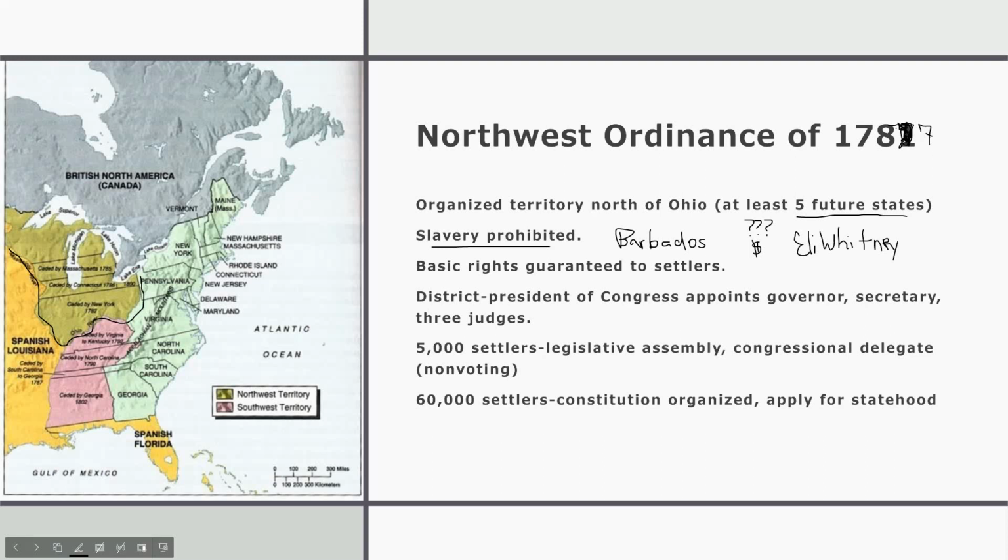Now, once the population had reached 60,000 settlers, they could then organize a constitution and apply for statehood. This was the process that would continue throughout U.S. history, with some exceptions, those being Texas, California, Hawaii, all of which skipped the territorial phase, and Puerto Rico, which never became a state, but still has that unique status within the United States as a Commonwealth.